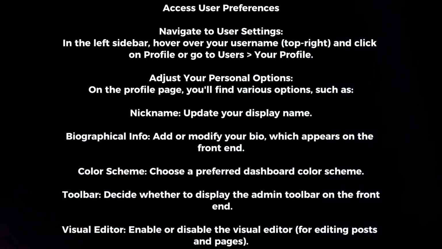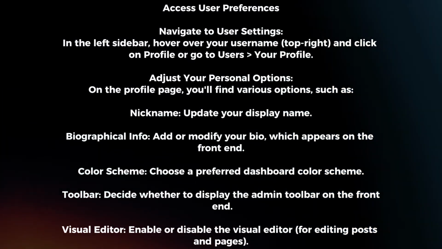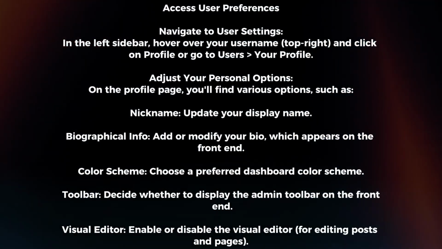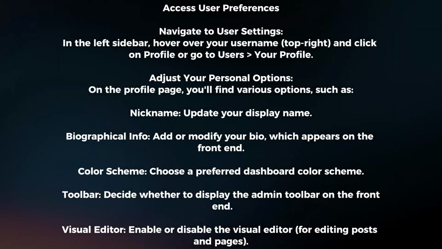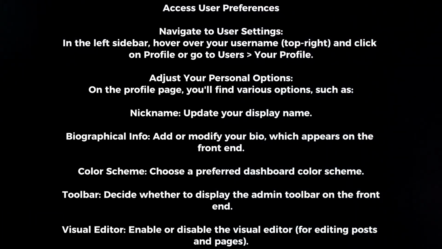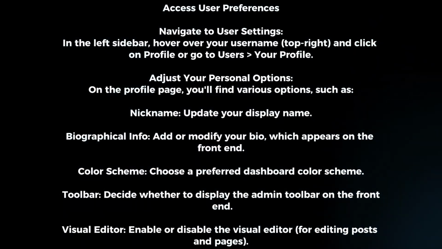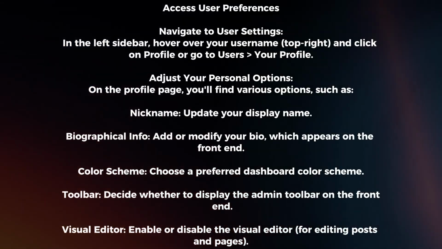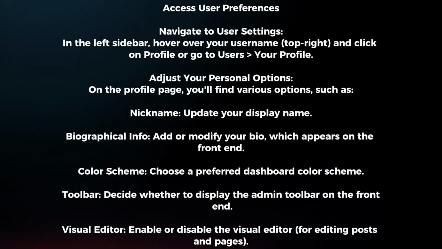Adjust your personal options. On the profile page, you will find various options such as: Nickname, update your display name. Biographical Info, add or modify your bio, which appears on the front end. Color Scheme, choose a preferred dashboard color scheme. Toolbar, decide whether to display the admin toolbar on the front end. Visual Editor, enable or disable the visual editor.